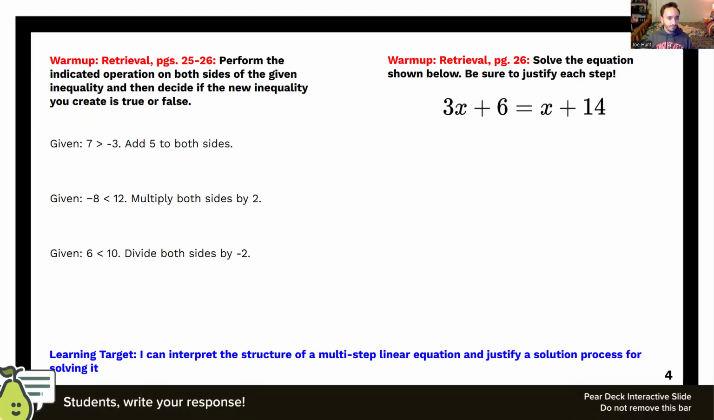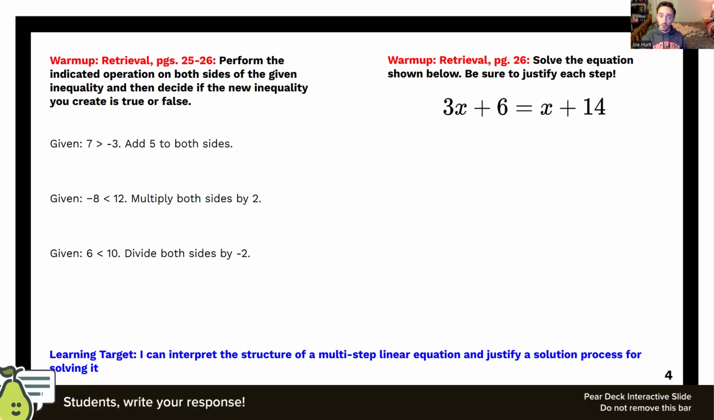Before we launch into it, what I want to do real quick is get the gears turning with a couple of retrieval problems from pages 25 and 26 in our notes. You'll notice over here on the right that we're going to solve the equation shown below. We've got variables on both sides. That can sometimes be a little tricky to think about, but we'll walk through the process behind how we're going to solve that in just a minute.